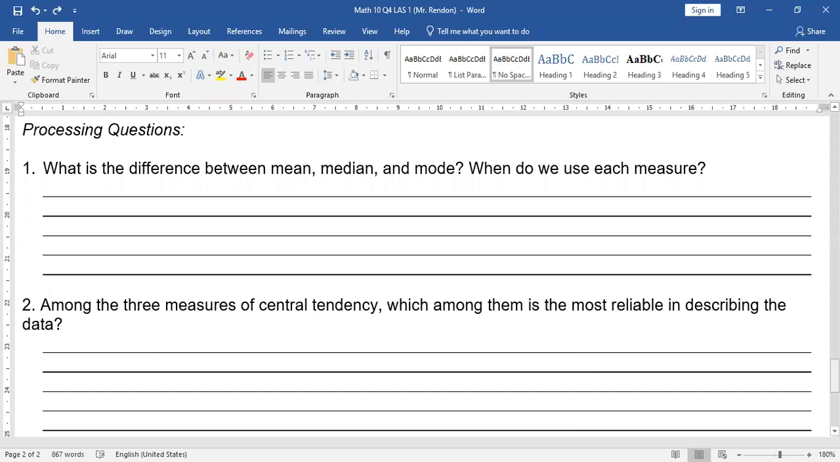And then for the second question, among the 3 measures of central tendency, which among them is the most reliable in describing the data and why? Among the mean, median, and mode, which can best describe the data set? Which is the most reliable, which could represent the whole data set? And then the reason why. Okay, let's say you have chosen mean, because you consider it reliable.